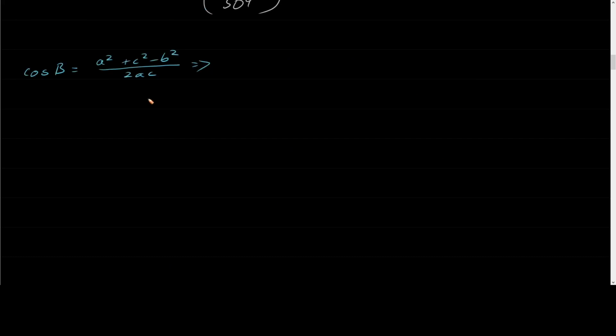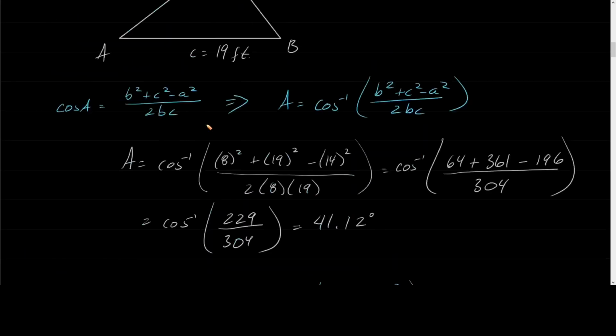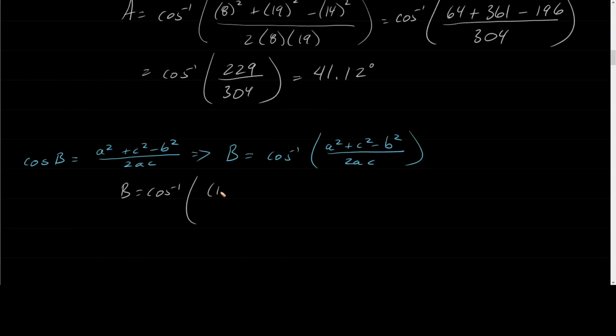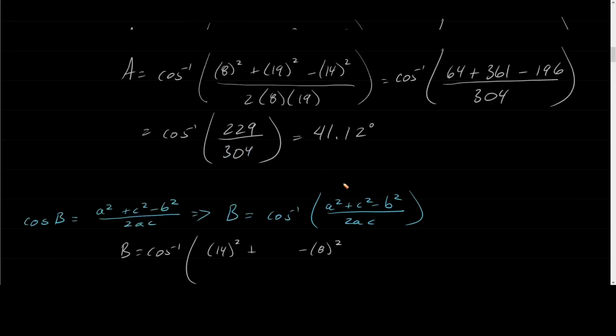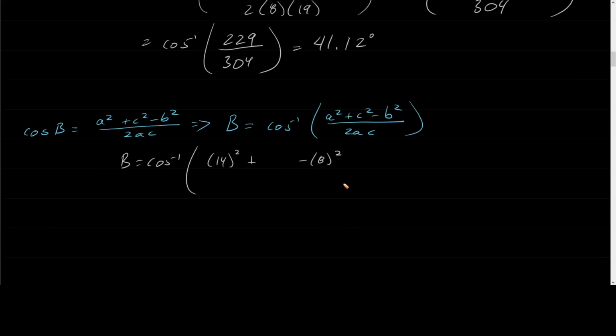Just like before, I'm going to solve for angle B here. So angle B would be cosine inverse of a squared plus c squared minus b squared over 2ac. In this case, that means B is going to be equal to cosine inverse of, well, let's see. A was 14, B was 8, and what was C? C was 19. Okay, so we've got 19 squared there, all over 2 times A.